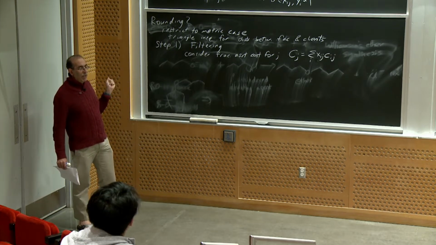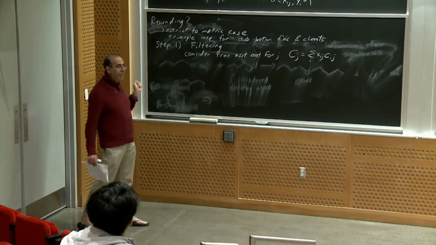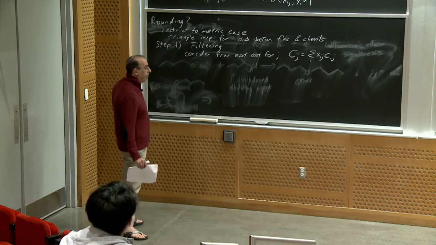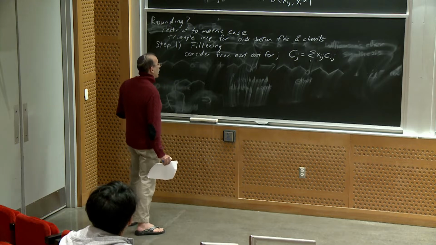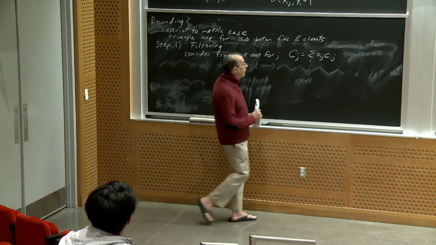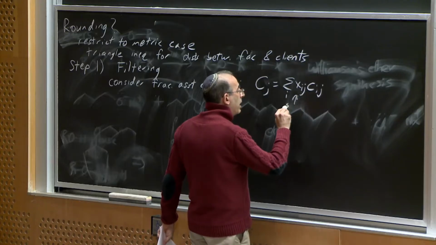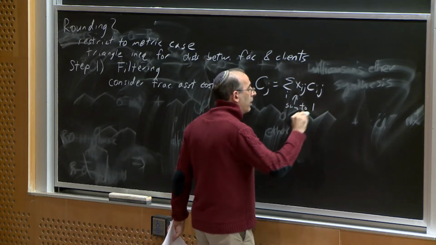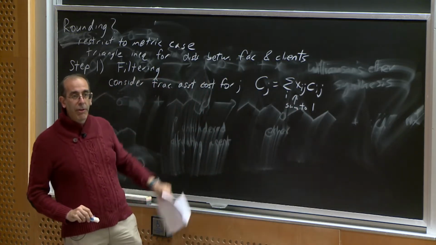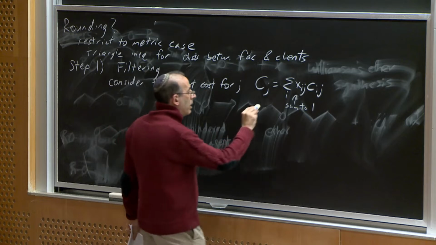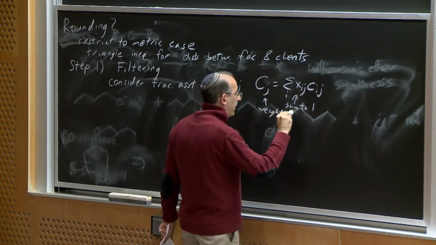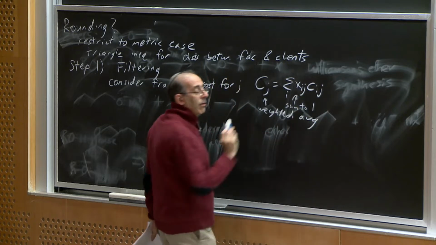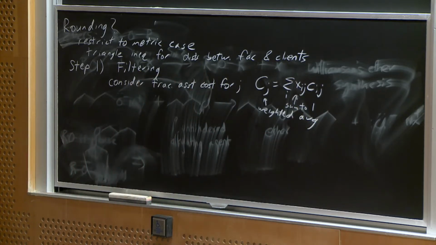Okay? So to address this, we're going to go back to Lake Wobegon, where all the women are strong, all the men are good looking, and all the children are above average. Right? We've considered that fantasy before. So the point is that these xij sum to 1. That's kind of what happens in the linear program. So this Cj is a weighted average of the Cij's, right?